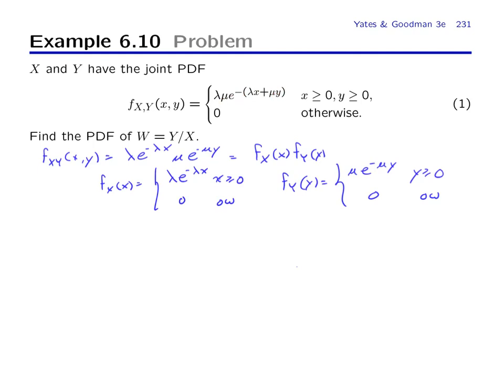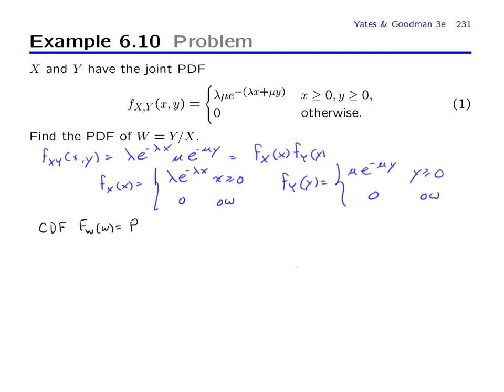So in fact, the problem we're solving in finding the PDF of W is finding the PDF of the ratio of two independent exponential random variables, but they're not identical exponentials. They have different mean values. So the problem says find the PDF, but of course, we always start by finding the CDF of W.